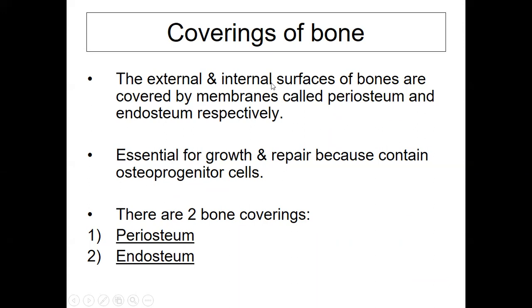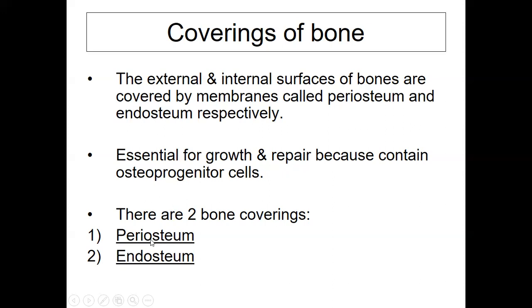How does this happen? Because this covering contains osteoprogenitor cells. That's why this covering is important for growth and repair. It can do a repair process, and it can also lead to the growth of the bone because it contains the osteoprogenitor cells. There are two bone coverings, the periosteum and endosteum.